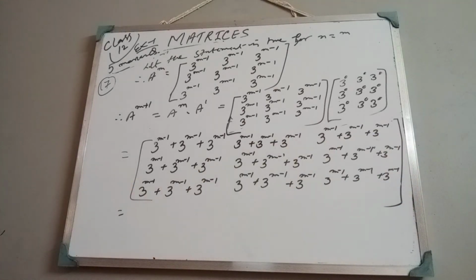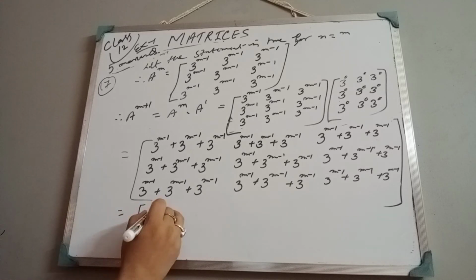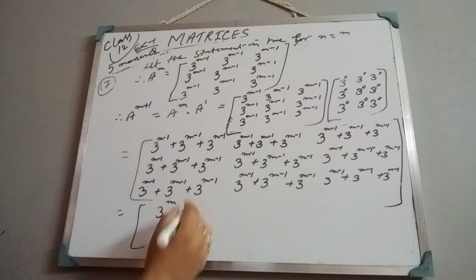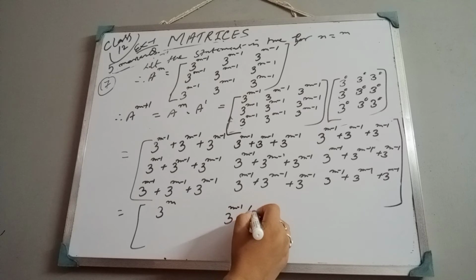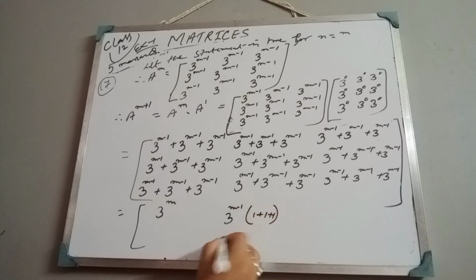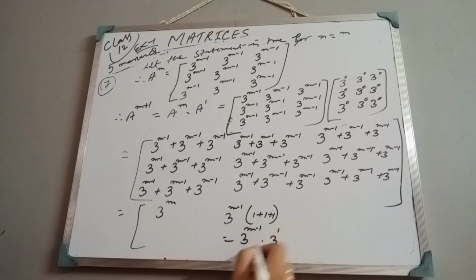Now add 3 to the power m minus 1 plus 3 to the power m minus 1 plus 3 to the power m minus 1. Now add all this, what will we get? 3 into this means 3 to the power 1 into 3 to the power m minus 1, that means only 3 to the power m. If we take 3 to the power m minus 1 common, we get 1 plus 1 plus 1, which equals 3. So 3 to the power m minus 1 into 3 to the power 1 is only 3 to the power m. So I have written here 3 to the power m. Understood everyone?